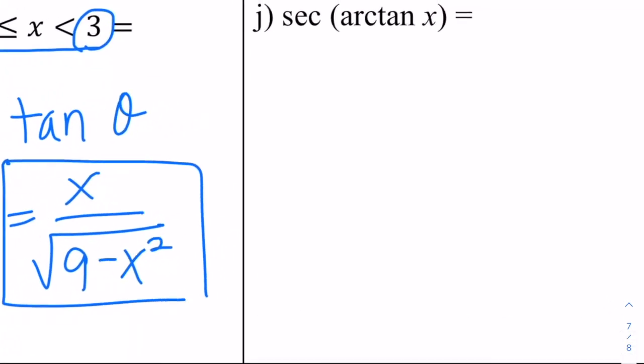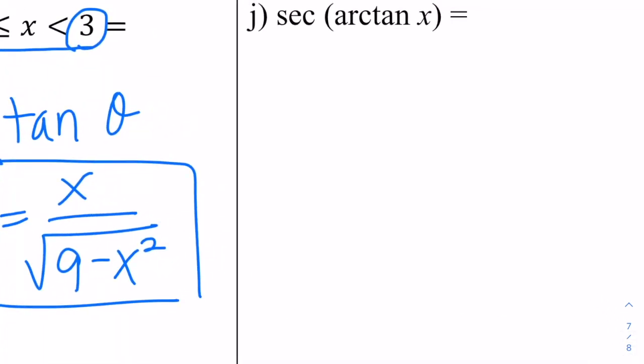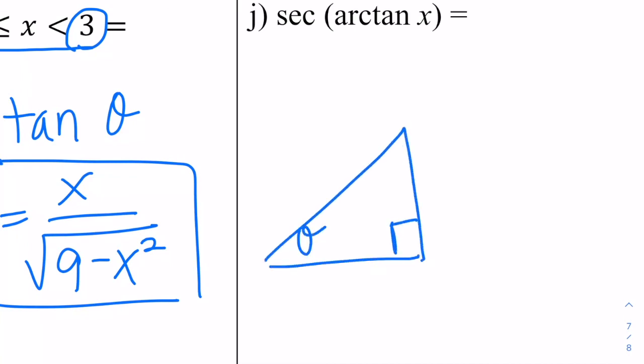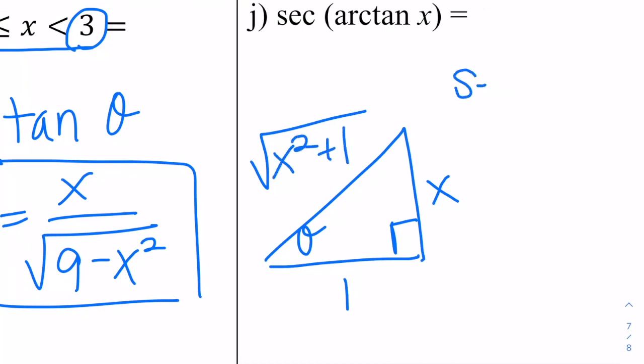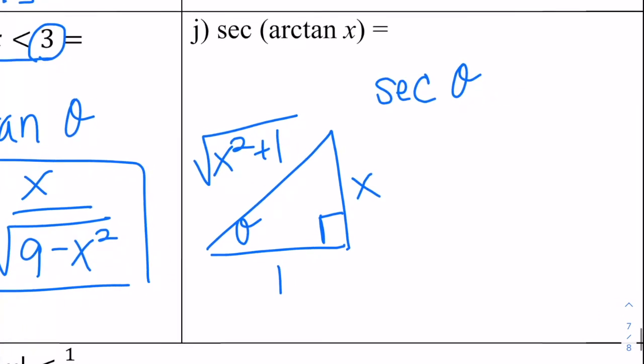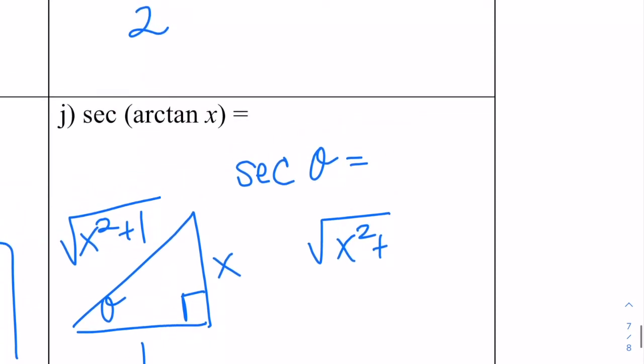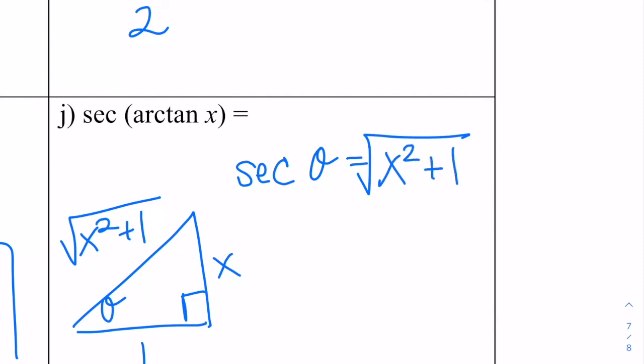Now let's consider the secant of arc tangent of x. Again, we're going to find this angle, well, not calculate specifically, but we have this is opposite over adjacent. So that leaves us with the hypotenuse will be the square root of x squared plus 1. And so if we wanted to find the secant of that angle, remember it's the hypotenuse over the adjacent, so it's just going to be the square root of x squared plus 1.